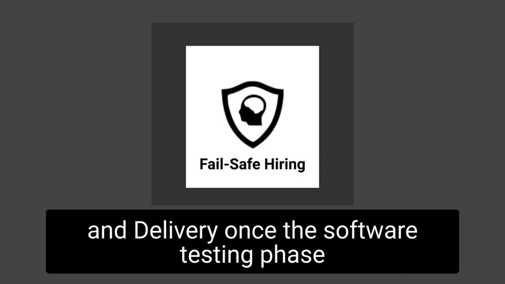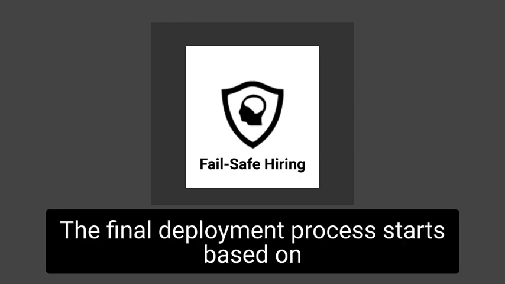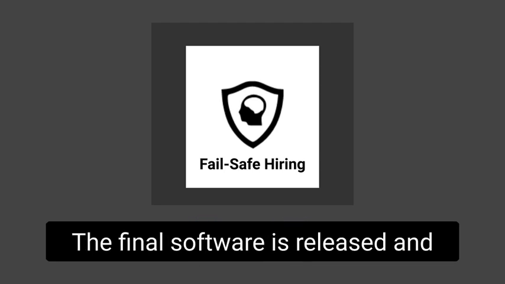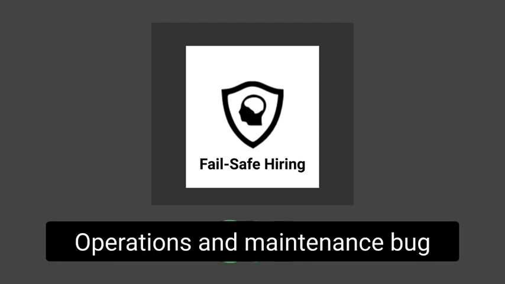Once the software testing phase is over, and there are no bugs or errors left in the system, the final deployment process starts. Based on the feedback given by the project manager, the final software is released and checked for deployment issues, if any. Operations and maintenance, bug and change requests, enhancements.